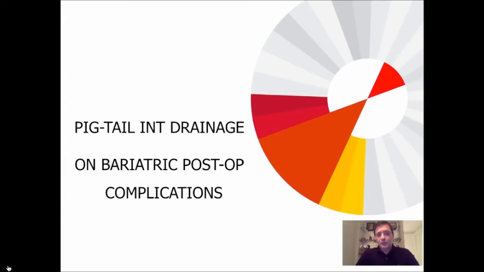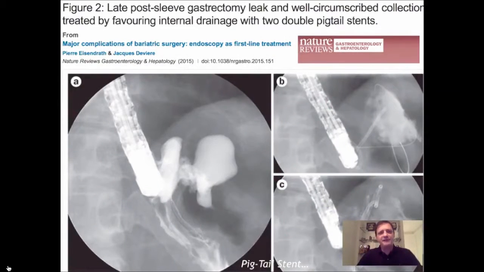Another way to deal with those chronic leaks is to promote internal drainage by means of double or single pigtail drains. This approach has been recently described, and we can quote now around 5 or 6 articles, small series, case reports.